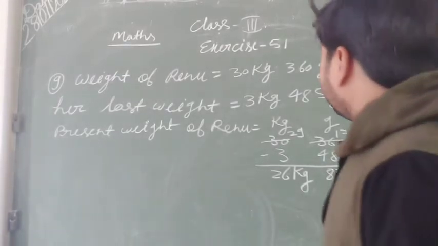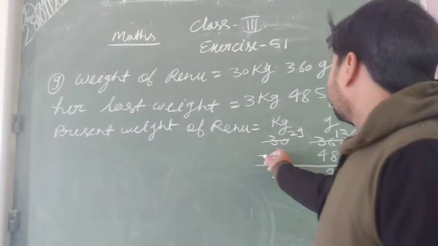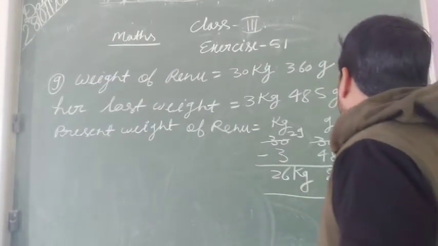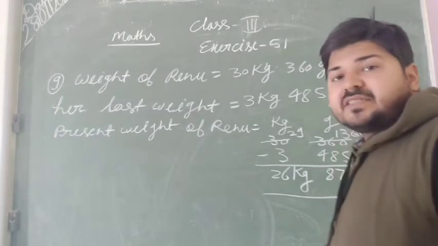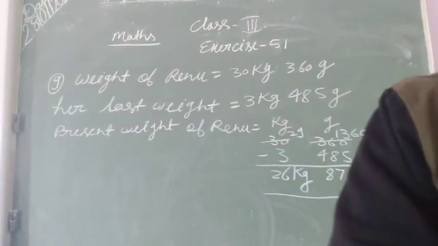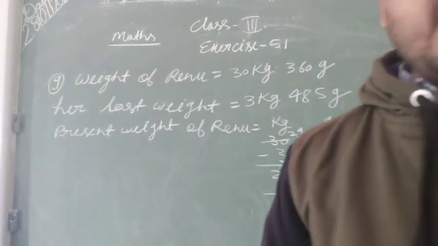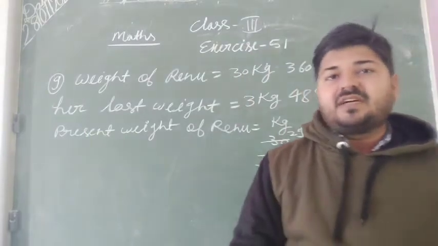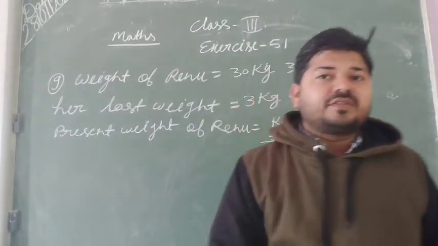Okay. So your answer will be 26 kg 875 gram. So like this you have to subtract. So in each and every question you have to write a statement, then you have to solve the questions.